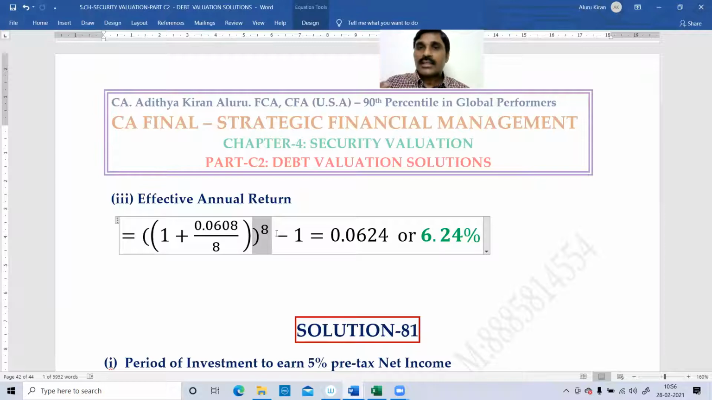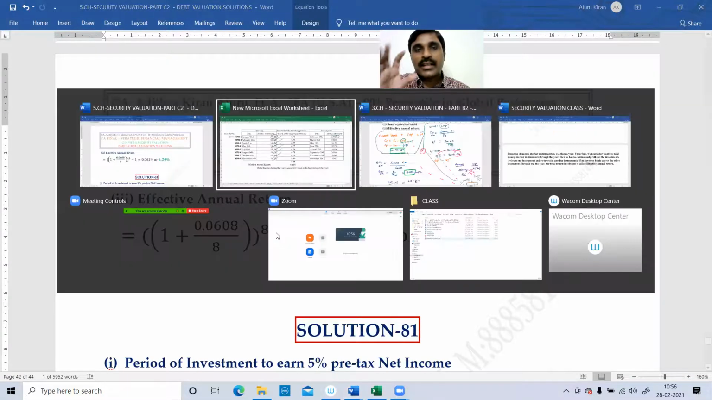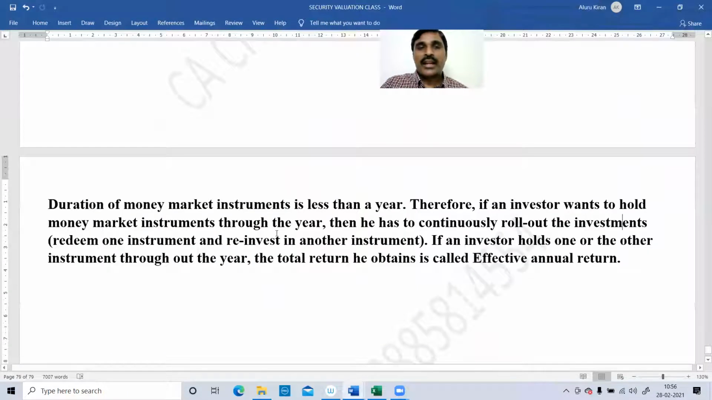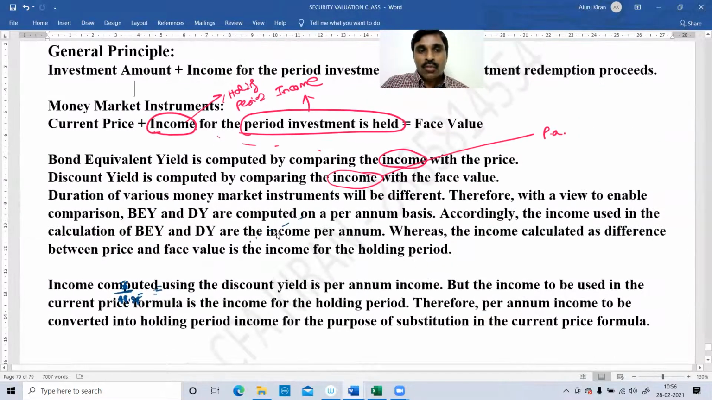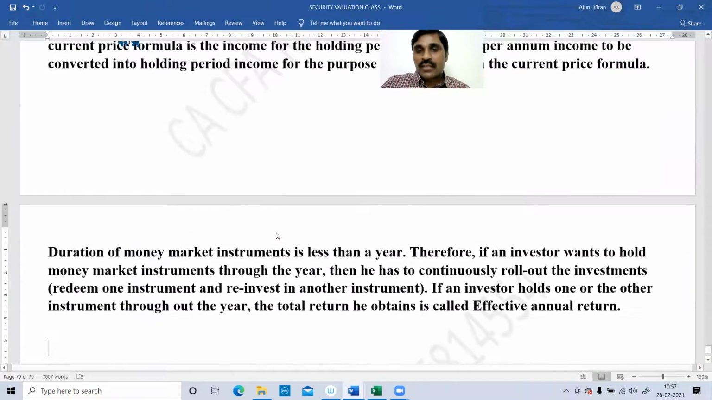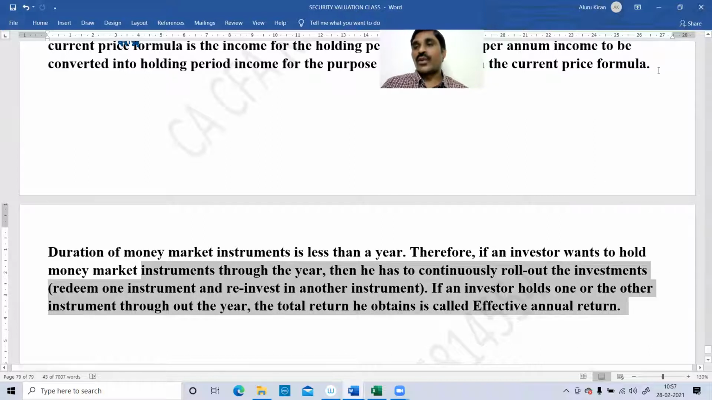But when you are learning the subject for the very first time, understand the difference between bond equivalent yield and effective annual return. What is the bond equivalent yield? That is also on a per annum basis, but it is computed only for the purpose of comparison, not for the purpose of the investor. How much return will an investor get if he holds a money market instrument throughout the year? You have to continuously roll it out. So that return is called effective annual return.